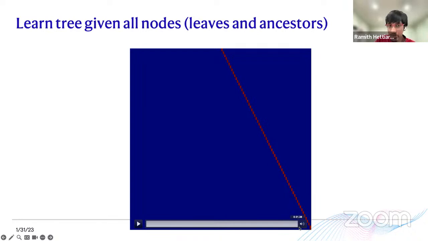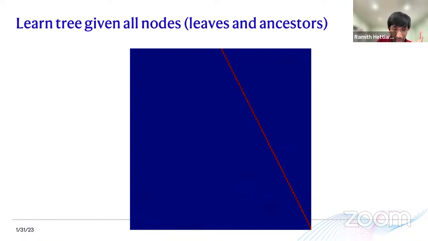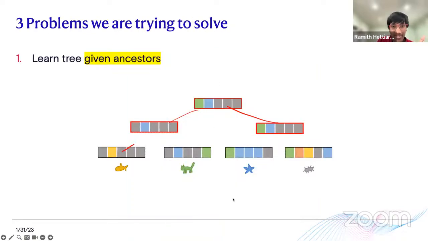So this is good, but this is just the first problem that we approach. In the first problem, we know the ancestors and the leaves. The only thing unknown is the tree.